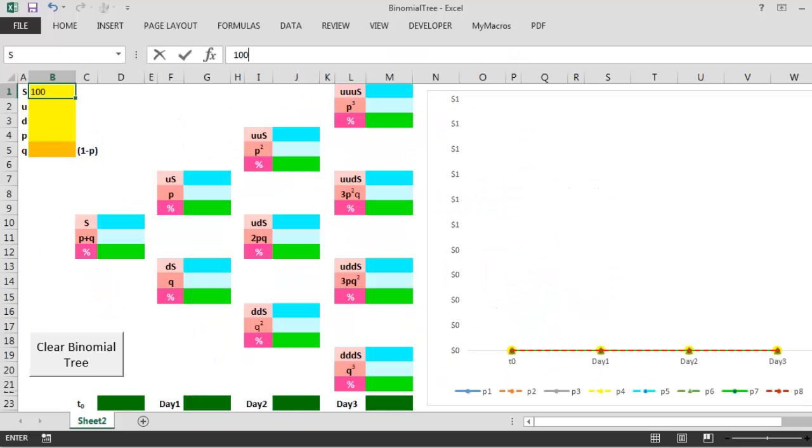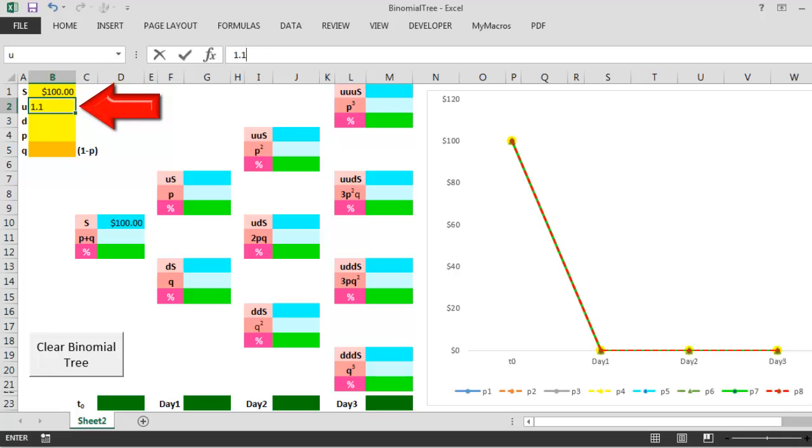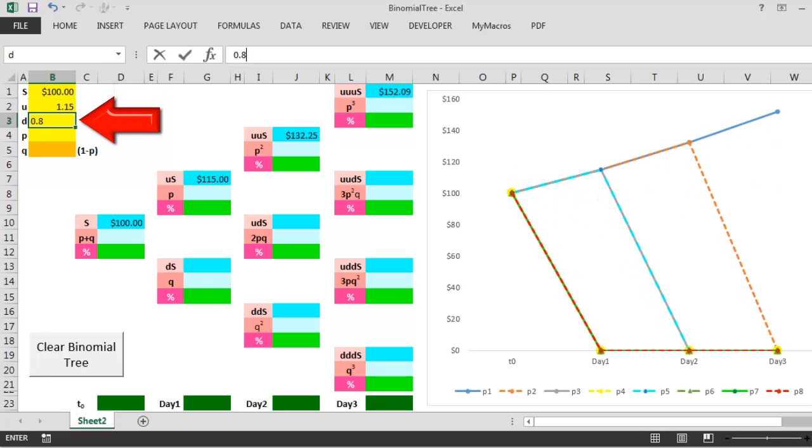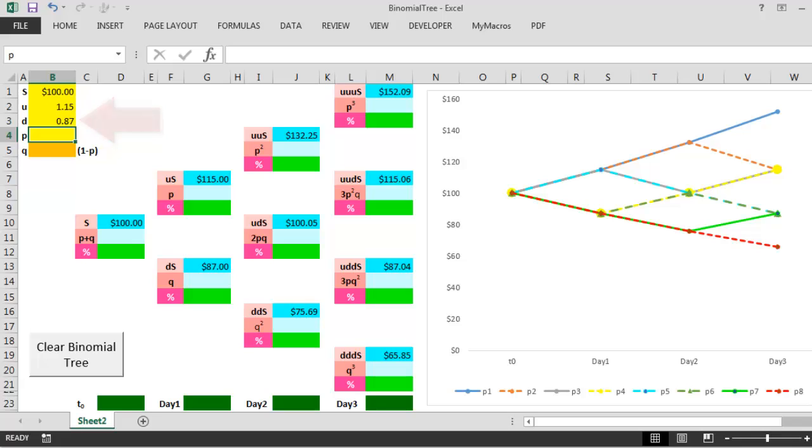Let's put the values for S, U and D then into a cunning Excel spreadsheet just to check we've got all the numbers right. So that's 100 for S, then 1.15 for U, and then 0.87 for D. And this gives us all our prices.